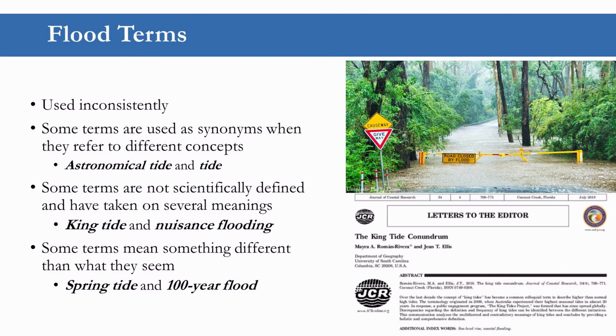Still, other terms like spring tide and 100-year flood mean something different than what they may seem. So spring tides typically occur twice per month in every season, not just the spring, and 100-year flood is a synonym of a 1% annual chance flood, which is an event that has a 1 in 100 chance of occurring in any given year. So it's not something that just happens once every 100 years.